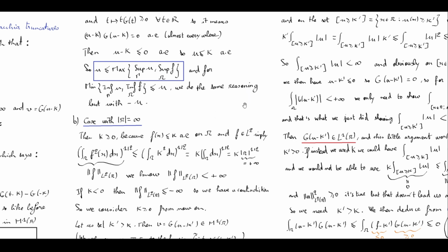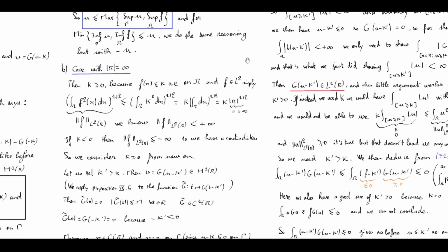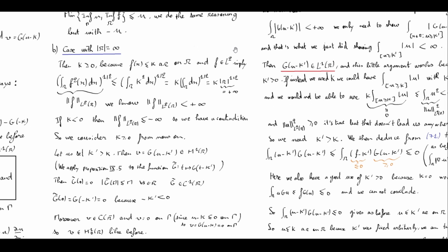In the case where the length of omega is infinite, equal to infinity, then k is positive because f of x is smaller or equal to k almost everywhere on omega, and f is in L2. This implies that the L2 norm on omega of f will end up being smaller or equal to minus infinity if k is strictly negative. So we will have a contradiction because we know that the L2 norm of f on omega is finite. So we consider from now on that k is positive.